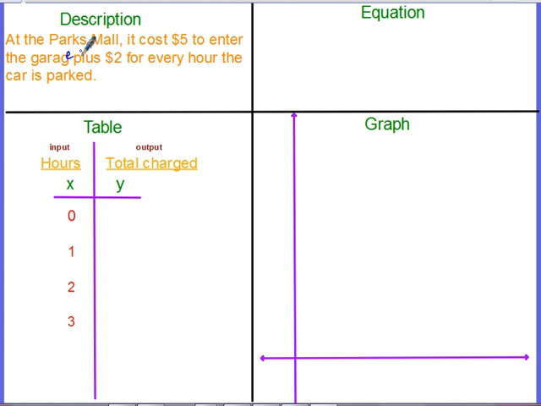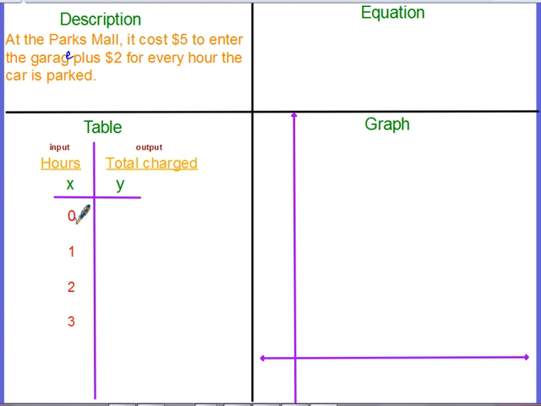Okay, so since we're comfortable with tables and graphs, we're going to go ahead and start by generating our table of values and by creating our graph. Okay, and they were very nice to us because they told us our input is going to be hours, that's our independent variable. Our output is the total charge, and that's going to be our dependent variable. And if you think about it, it makes sense because your total charge is going to depend on how many hours you're parked in the garage.